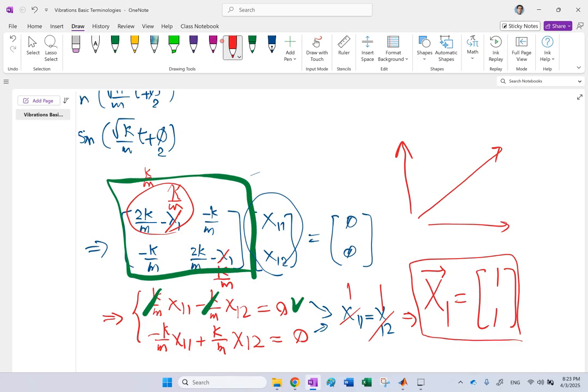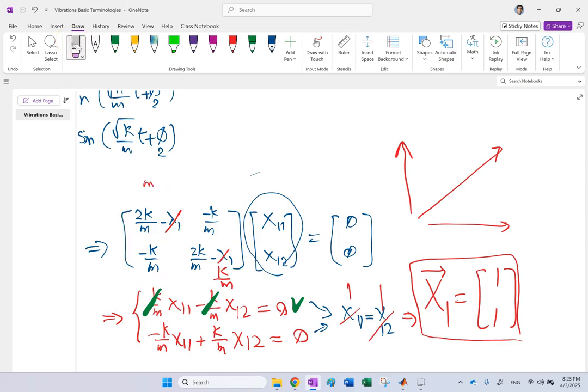Now, let's go ahead and do the second mode shape. See what kind of vector we get for the second mode shape. So now I go back and I'm going to use lambda 2 if you don't mind.